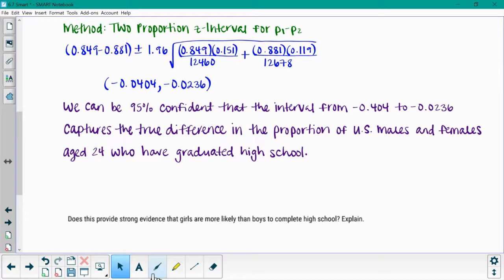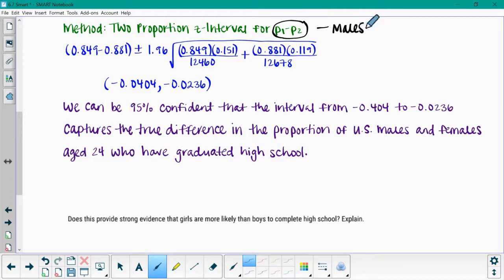Now, the next question asks, does this provide strong evidence that girls are more likely than boys to complete high school? Well, with my idea of doing P1 minus P2, technically I'm doing males minus females. So when I get a confidence interval that is entirely negative, so I have negative percentages, that means that the female proportion must be higher.